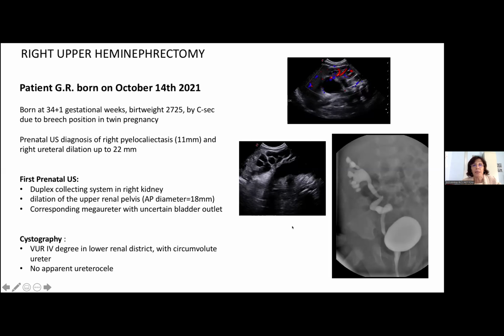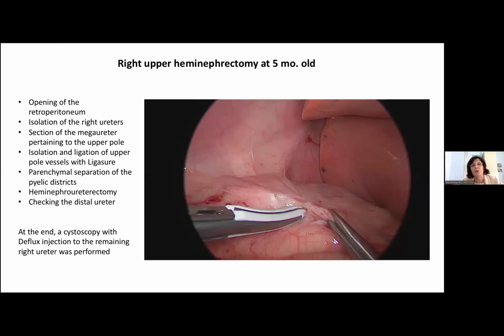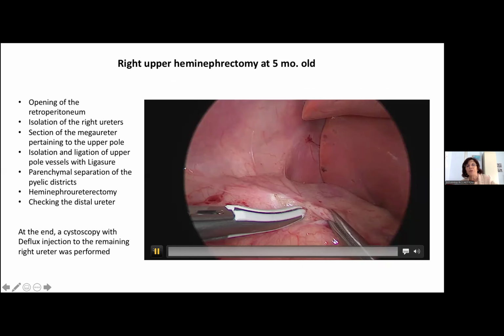as you can see by the orientation of the pelvis. There was no ureterocele. At MRI, the upper pole was completely represented by the pelvis, and the ureter was really very dilated. At scintigraphy, there was no function in the right upper pole, and so he underwent upper pole nephrectomy.